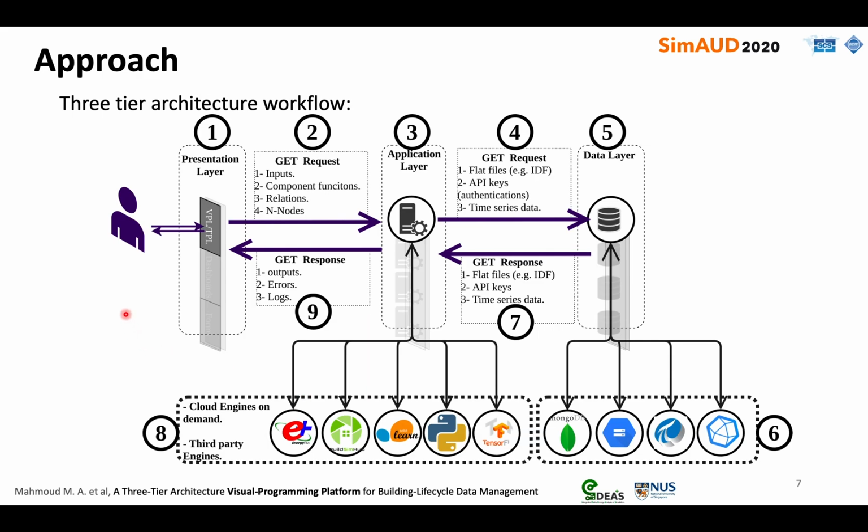This is an explanation of how the 3-tier architecture workflows. First, the user interacts only with the presentation layer. He initiates his task or develops his visual programming component. Then he sends the request through the presentation layer to the application layer to access different engines. After that, the application layer requests the corresponding data from the data layer. After the data is returned back to the application layer, it runs the simulation engine or any other engines. And the output of the application layer is responded back to the presentation layer in a form of graphs or text or JSON objects and so on.